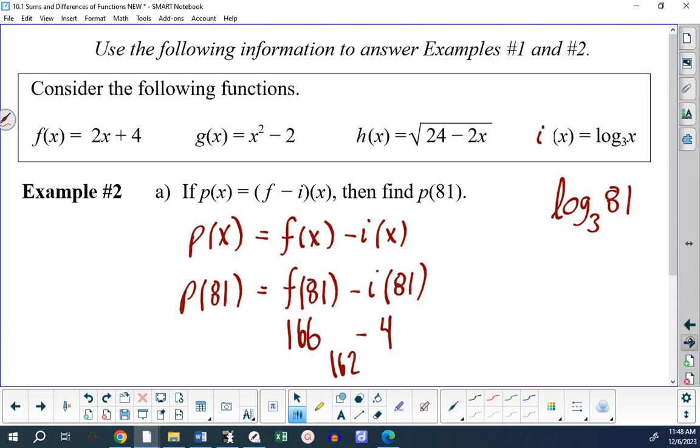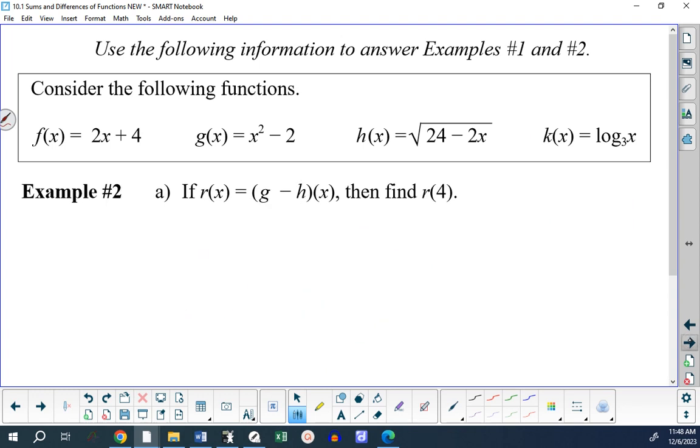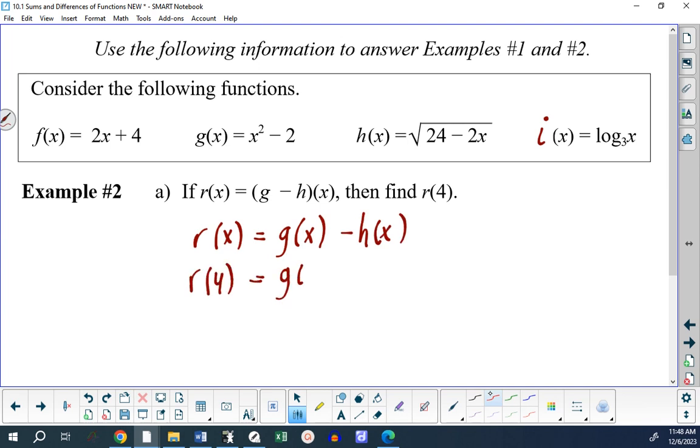All right, what about B? We don't need to know that this is l, but I'm just putting it here to remind myself to repair these errors. If r of x is g minus h of x, what's r of 4? Well, r of x is g of x minus h of x. That means r of 4 is g of 4 minus h of 4.